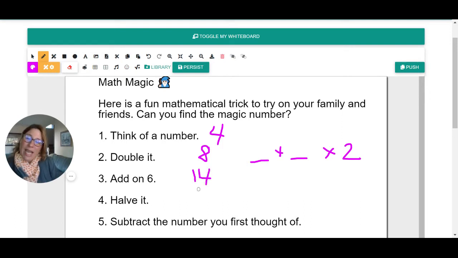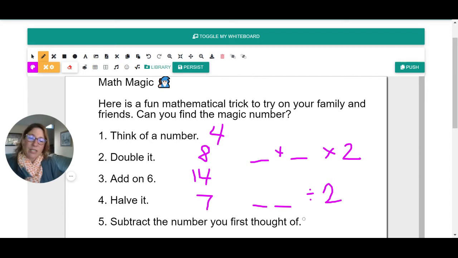Now I'm going to take that number, 14, and I'm going to cut it in half. I can either think about how I can share it equally between 2 people, or I can divide by 2. 14 divided by 2 is 7.